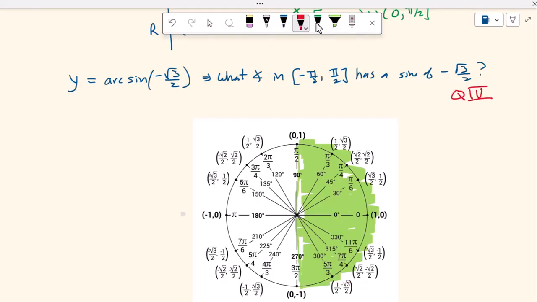So I'm going to come over here and I see negative square root of 3 over 2. Well, that's 5 pi over 3, but that's not my answer, because to get to 5 pi over 3 I would have to go outside of that shaded region. I have to go clockwise and find that angle, and that coterminal angle to 5 pi over 3 is negative pi over 3. So that is my answer here, negative pi over 3. Okay, and again, we're working in radians.